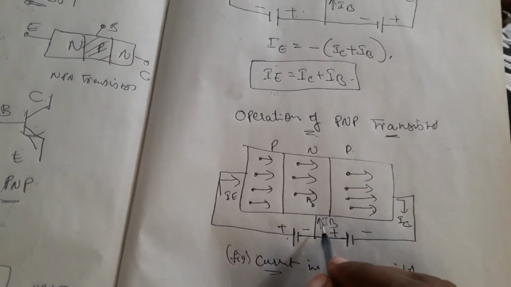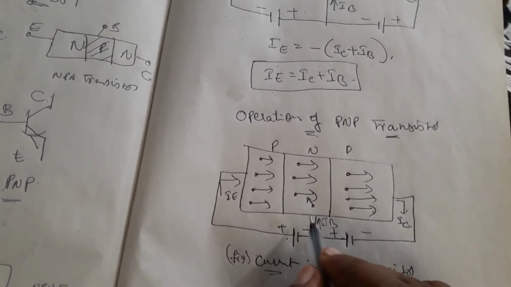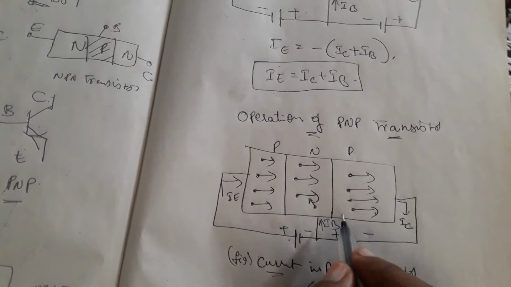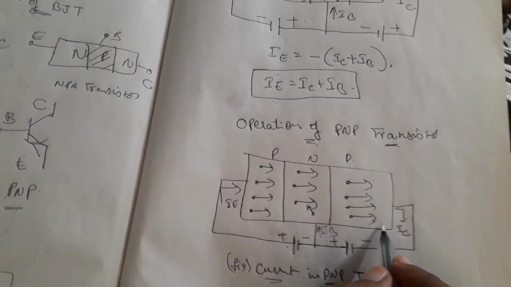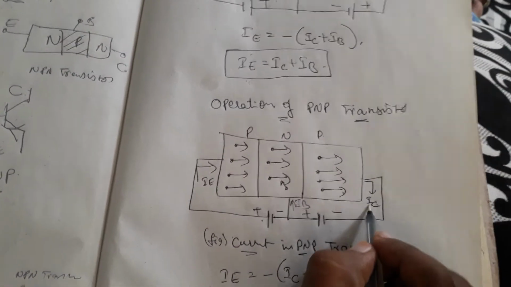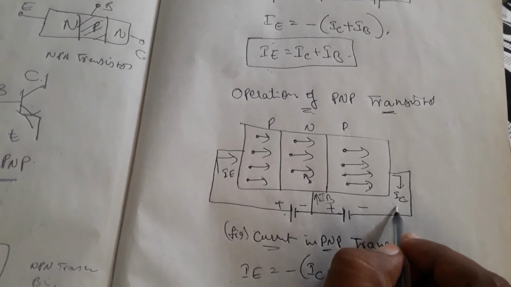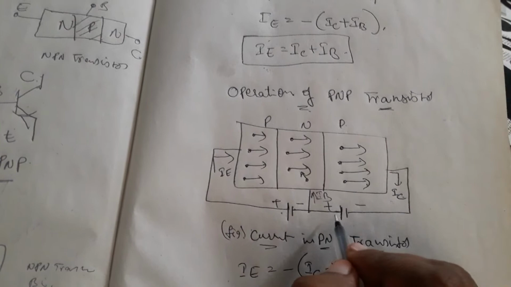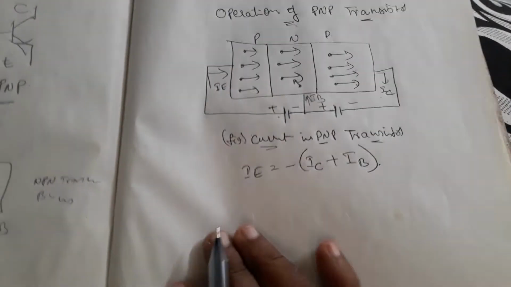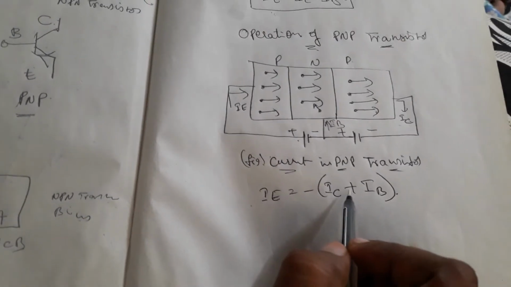The remaining holes, more than 95%, cross over into the collector region to constitute a collector current IC. Thus, the collector and base current when summed up give the emitter current, IE equal to minus of IC plus IB.